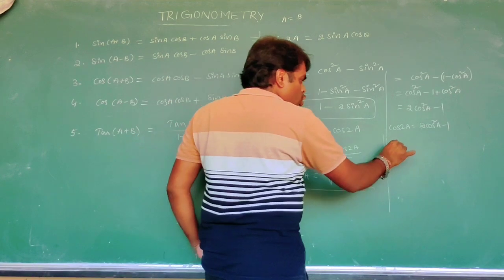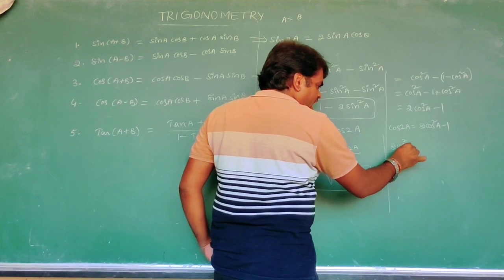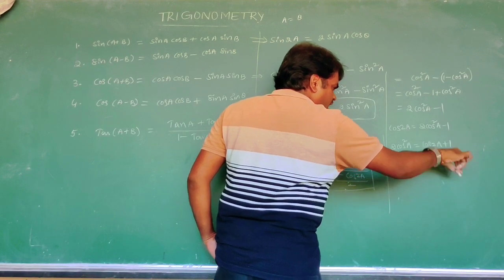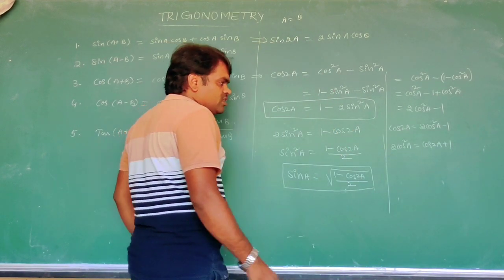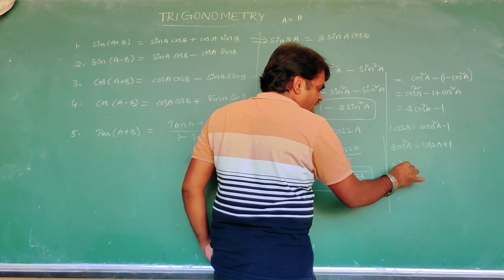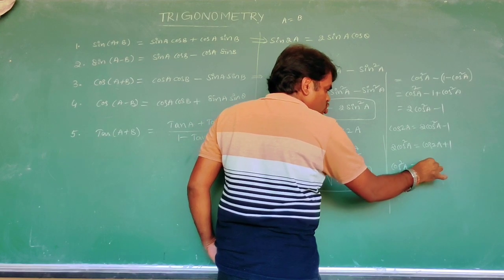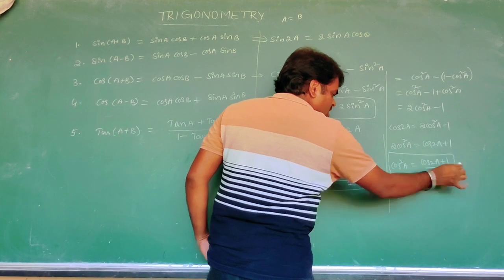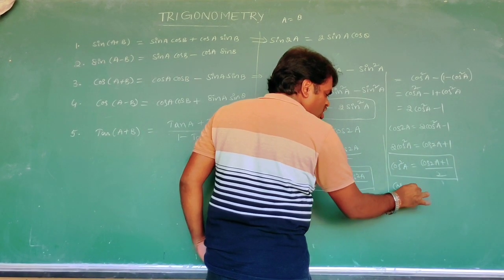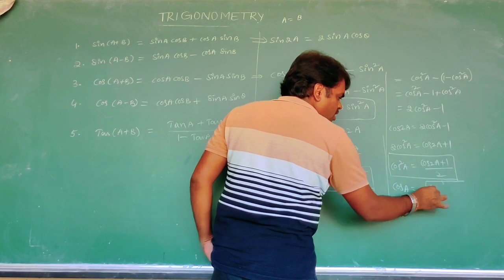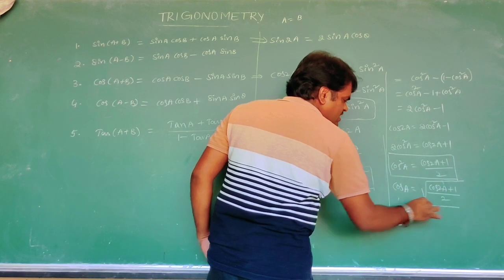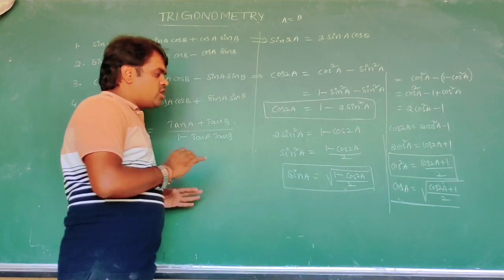That means 2 cos square A is equal to cos 2A plus 1. That is, cos square A is equal to (cos 2A plus 1) by 2. That is, cos A is equal to root of (cos 2A plus 1) by 2. These formulas are very important.